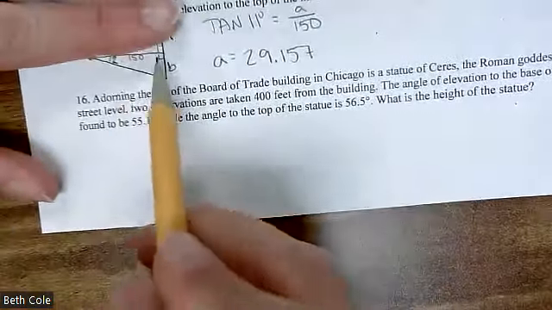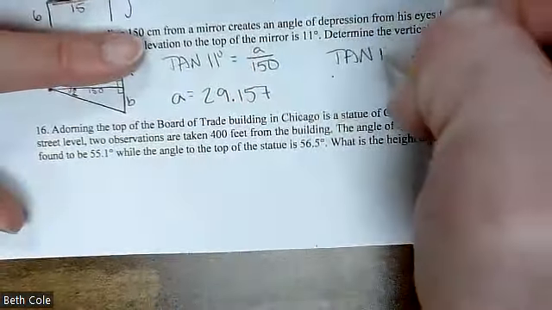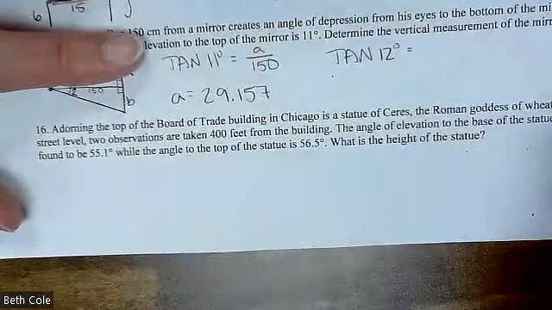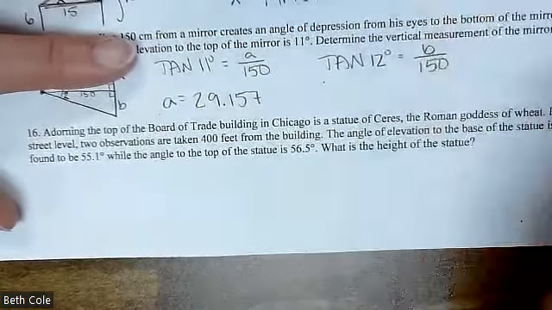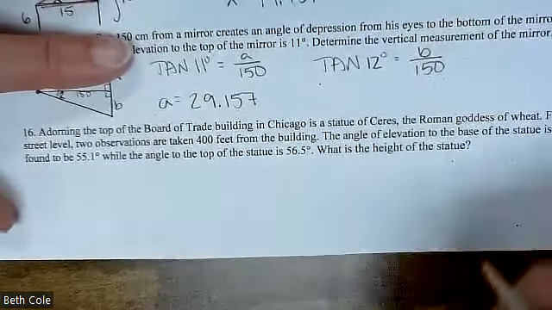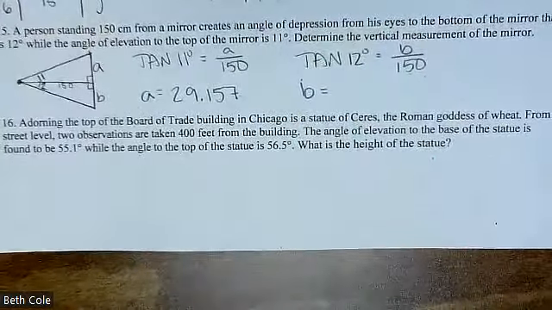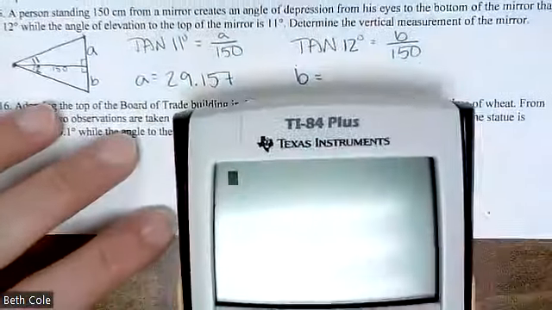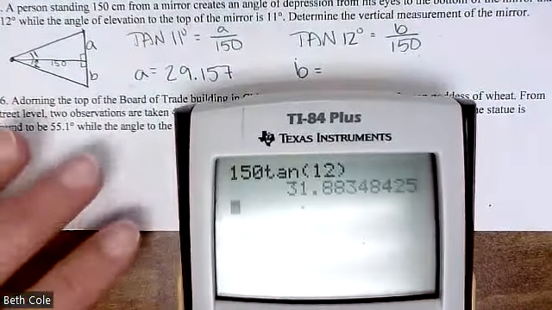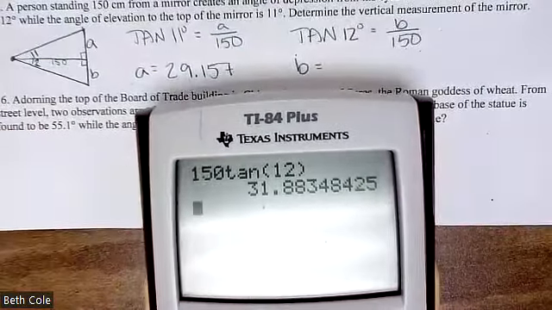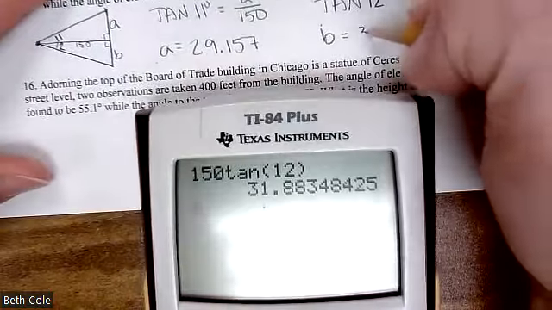All right. Now we're going to do the lower triangle. That one, I'll speed up. That would be tangent of 12 equals B over 150. So go ahead and type that one in. How would you type that? Yep, 150 tangent 12. You should get something close to 29, like it was practically the same degrees. I got 31.883.